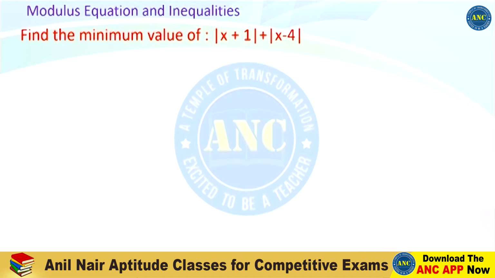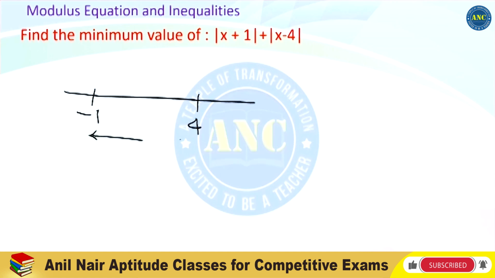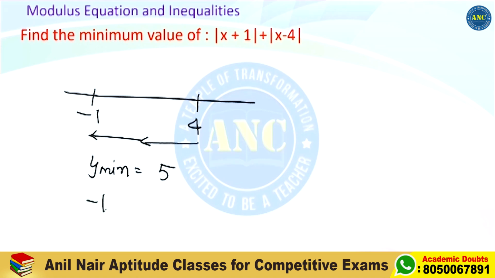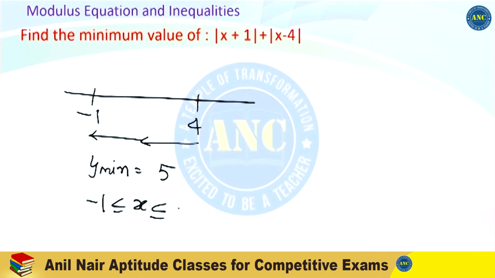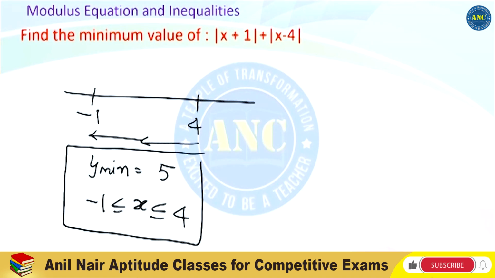Another one. Find the minimum value of mod of x plus 1 plus mod of x minus 4. No difference. One critical point is negative, another critical point is positive. So again, the minimum value will be when they are meeting in the opposite direction. So y minimum is nothing but 5, and at what values? Minus 1 less than or equal to x less than or equal to 4. So x lies from minus 1 to 4. Three examples. I hope this concept is clear.